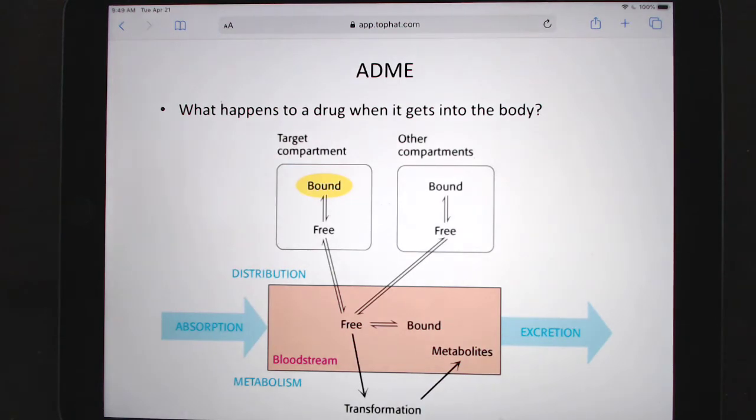So one of the things you have to do, once you have a potential compound, is look at what's called the ADME, and that's the absorption, distribution, metabolism, and excretion. So after you take the pill, what happens to it? And so that's where the metabolism and the ADME comes into play.